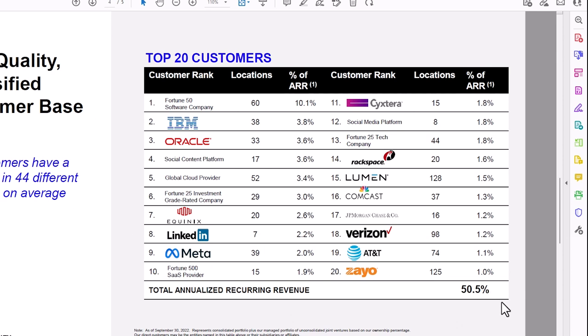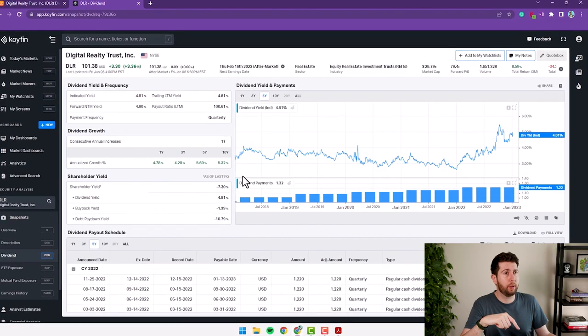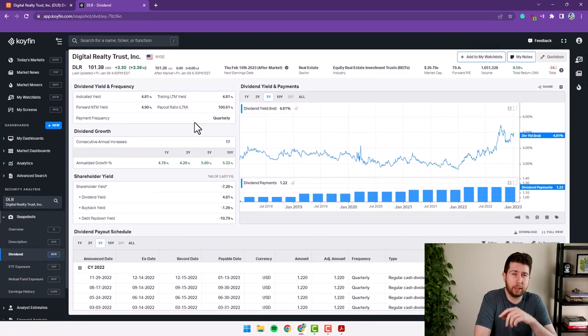Let's take a look from the numbers point of view. Let's go again on Koyfin. Is it a dividend aristocrat? Yes, 17 consecutive annual increases with a nice annualized growth of 4-5%. And we can see right now that the actual dividend yield of 4.81% is much higher compared to the average of 5 years. I mean, it's almost an all-time high.